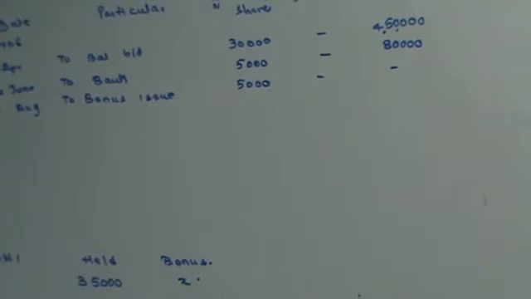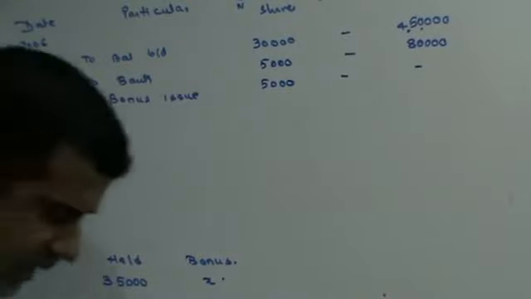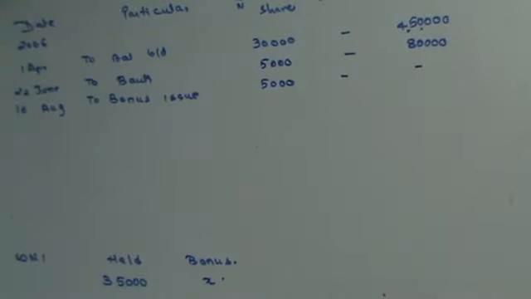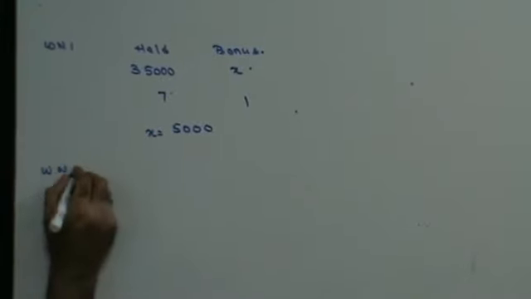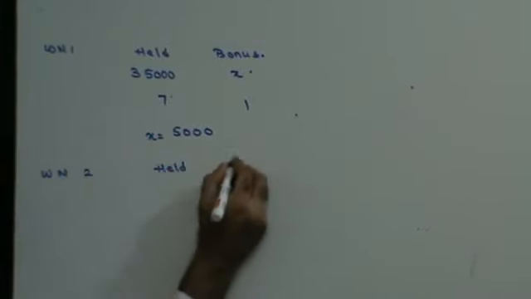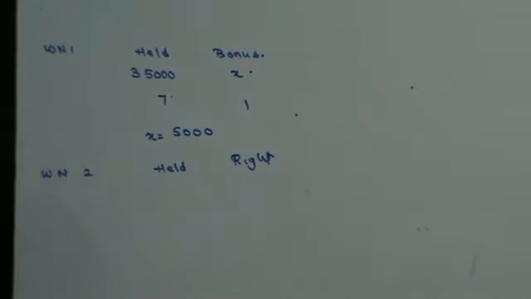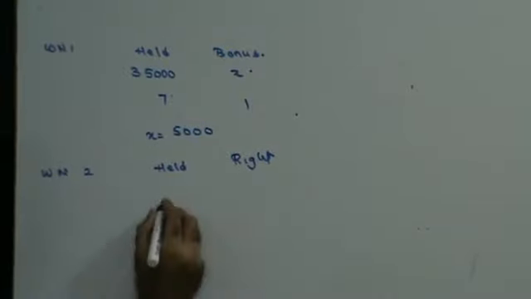Next, on 31st August, the company made a rights issue in the ratio of 3 shares for every 8 shares held on a payment of 15 per share. Right? So you made a rights issue. Working note 2. Right? Now, how many shares are you holding at the moment? You are 30,000. You purchased 5,000. You got a bonus of another 5,000. So total number of shares that you have is 40,000.